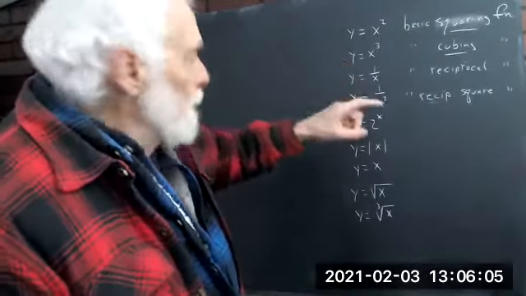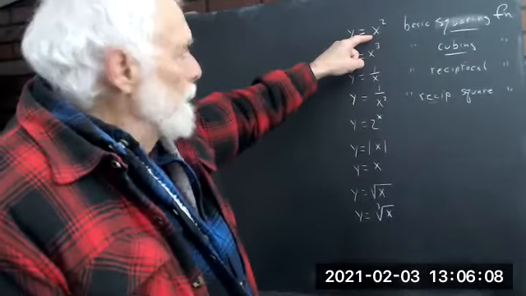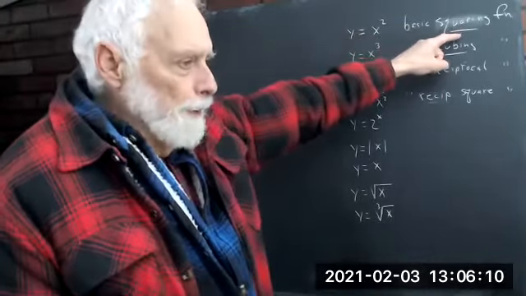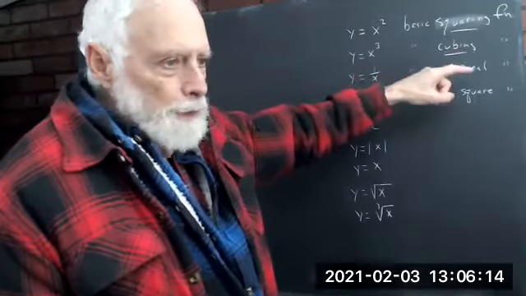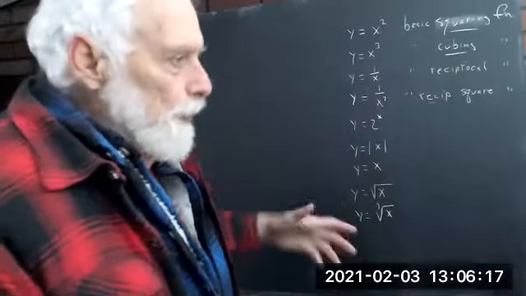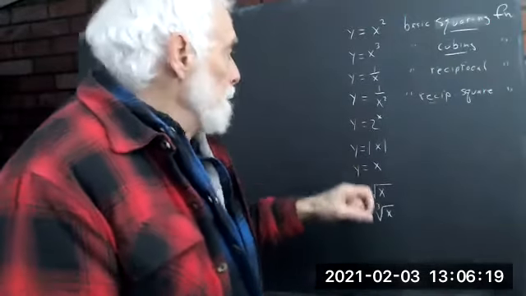Okay, so what we have is y equals x squared. Well, that's an easy one. That's a basic squaring function. Y equals x cubed, basic cubing function, or the toolkit cubing function, if you want to use the book's terminology, and it's a good terminology.